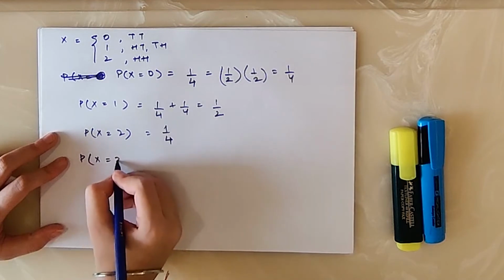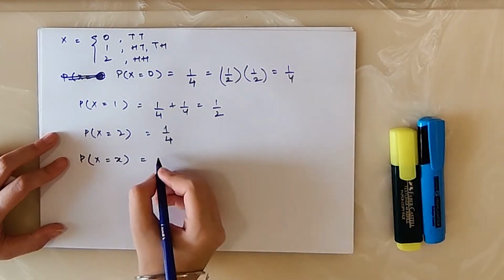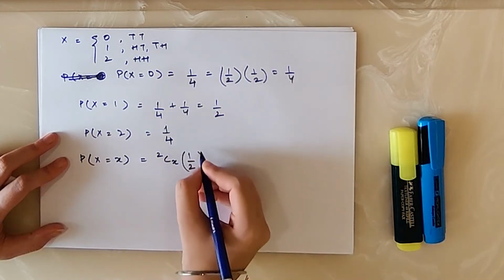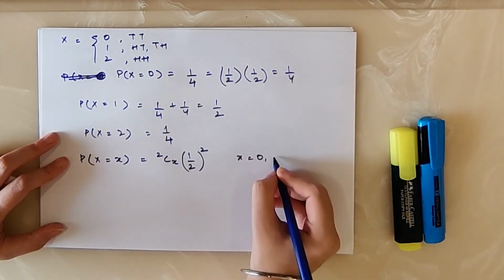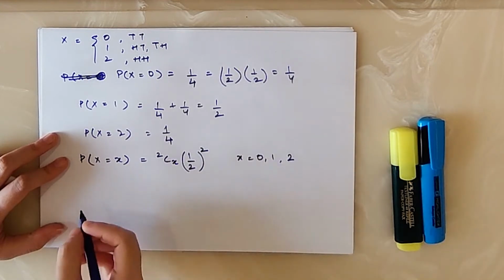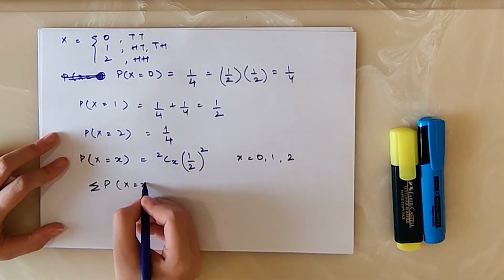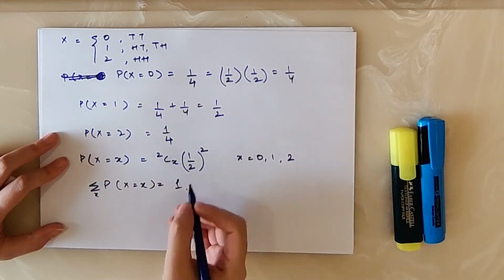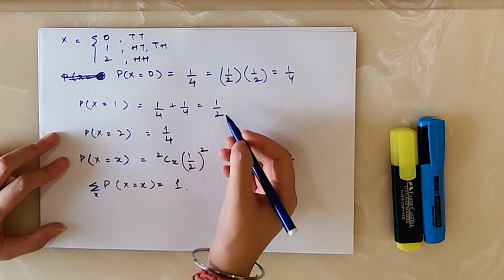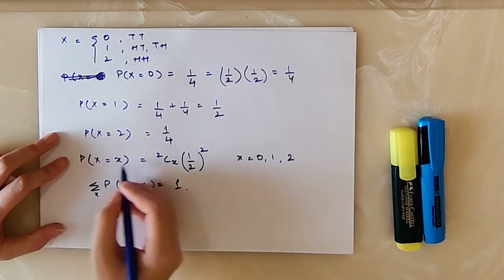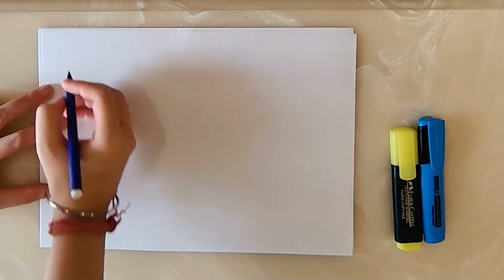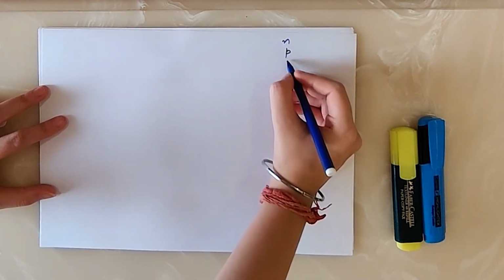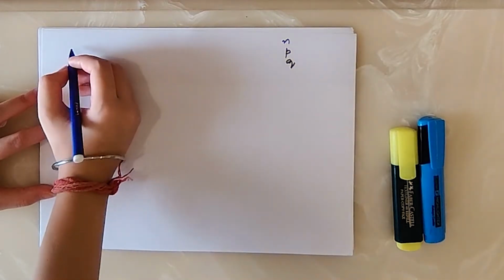If you look closely, we get P(X = x) = 2Cx (1/2)^2 for x = 0, 1 and 2. We also get the summation of P(X = x) over x equal to 1, since 1/4 + 1/4 + 1/2 = 1. Now generalizing this particular case to include n trials, let the probability of success be p and the probability of failure be q.